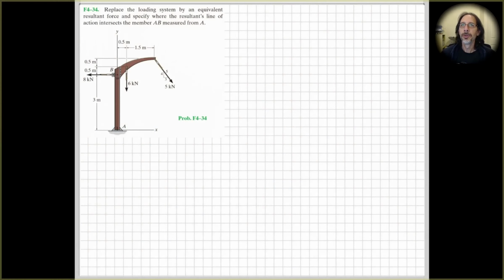Terry Brown, Mechanical Engineering here to go through another engineering mechanics solution. So let's go and have a look at the problem. All right, so here's the problem.